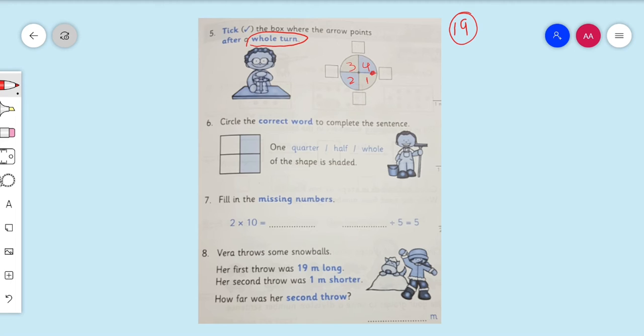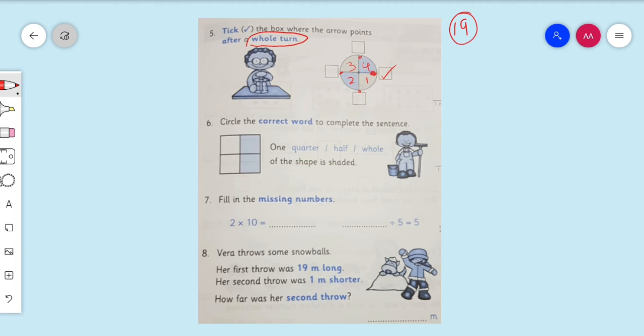So when we start moving this quarter, the arrow will reach here, second quarter reach here, third quarter reach here, and the fourth quarter it will be back on the same location. So that's the correct answer. After the whole circle, it will be on the same location, right? So you start from there, it will spin and come back to the same location where it was earlier after the whole turn.